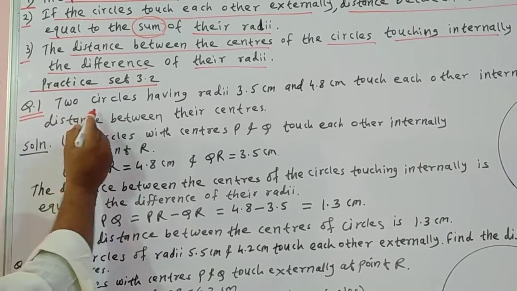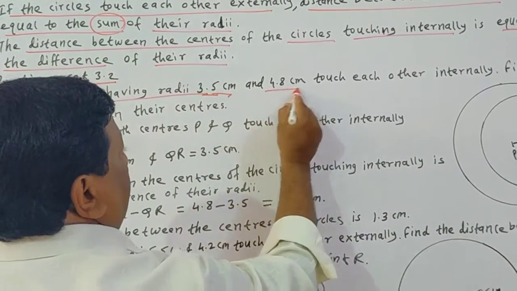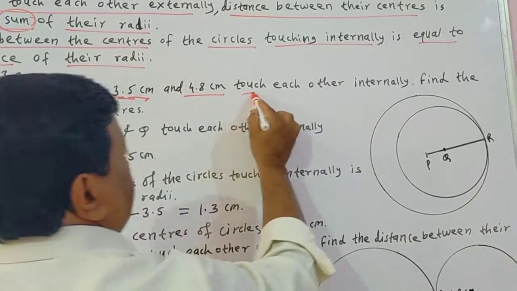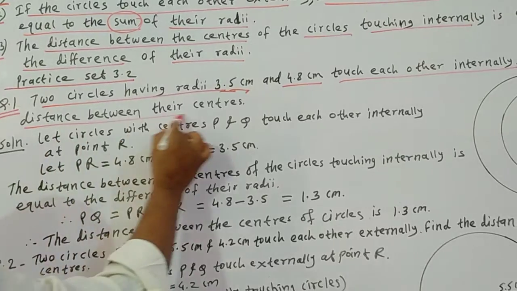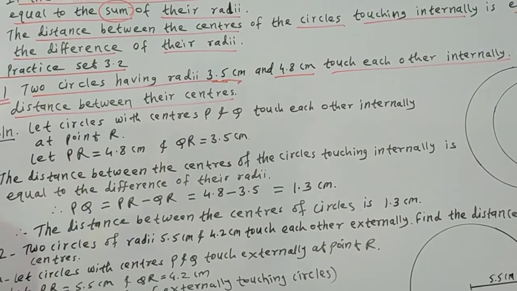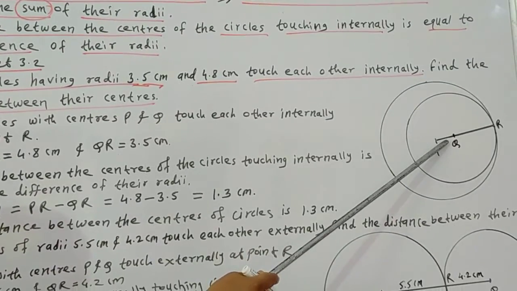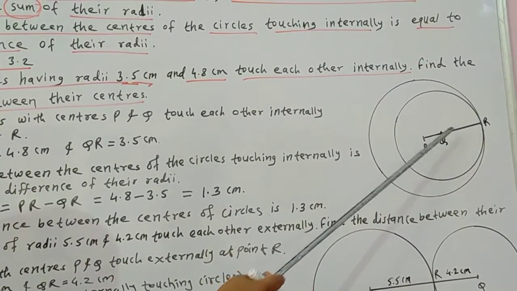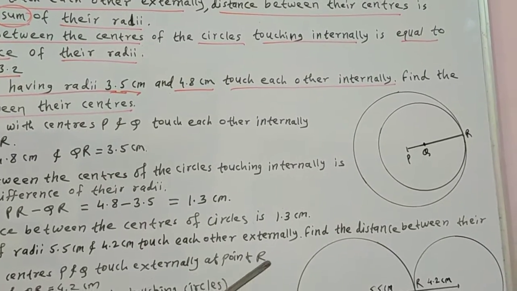First example is two circles having radii 3.5 cm and 4.8 cm touch each other internally. Find distance between their centers. Now we know when circles are touching internally, then distance between their centers is difference of their radii. Now here figure is not given, but we can take our own figure.